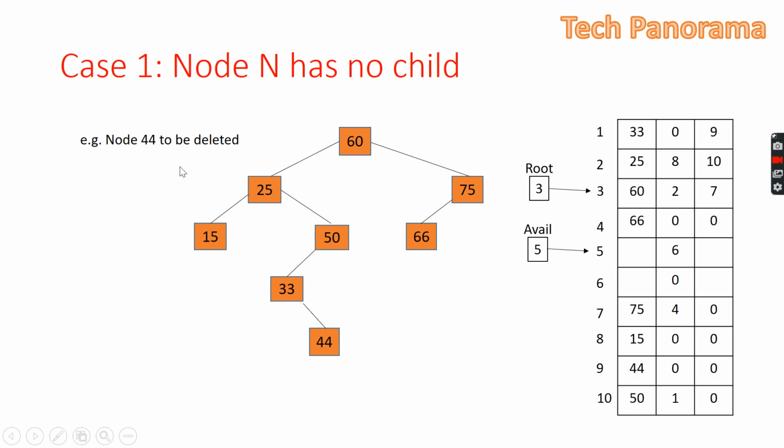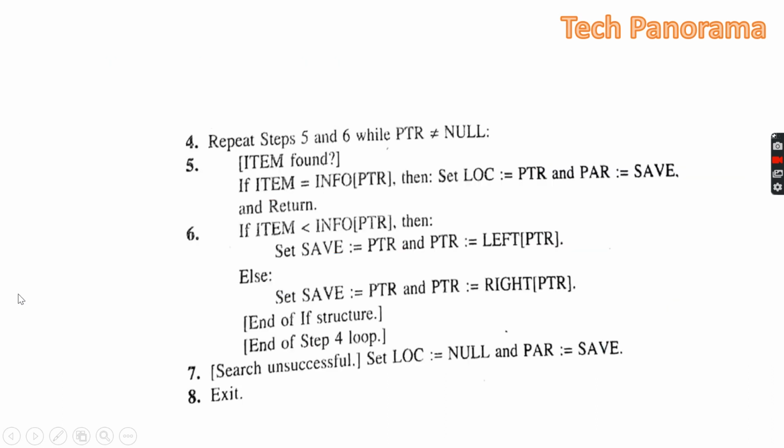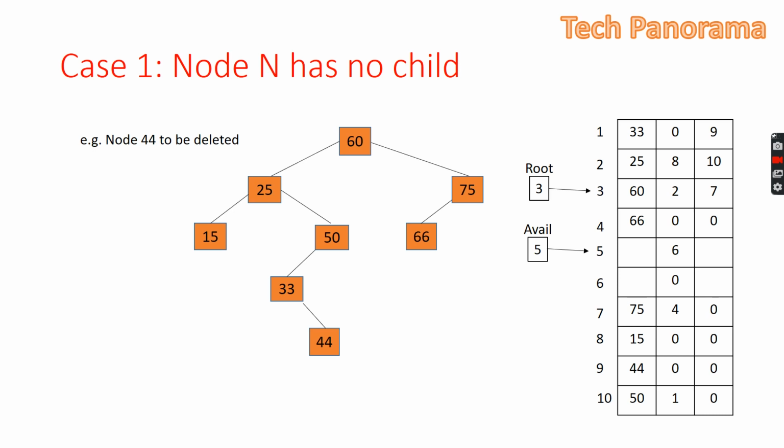So we need to remove, we have to retain the address of the location and its parent. So after finding the location, we will start the deletion operation that works in three cases. So first we want to delete when the node has no child. For example, we are taking the 44 node to be deleted, as we know that 44 has no child. So the first case we are considering is the node which has no child.